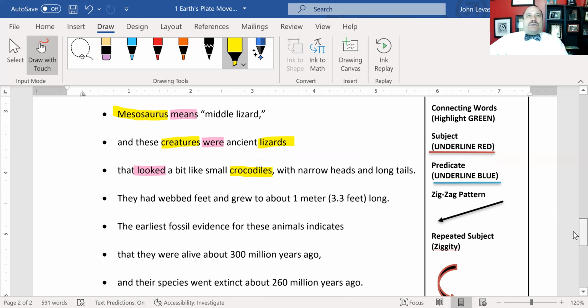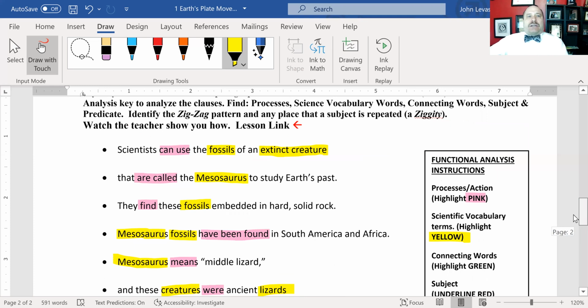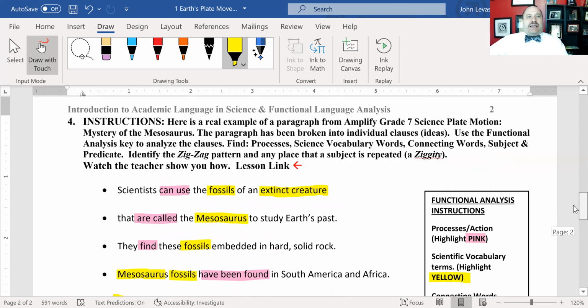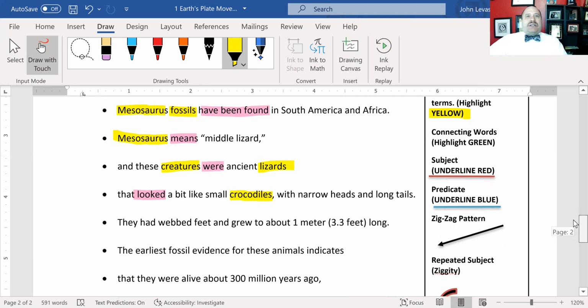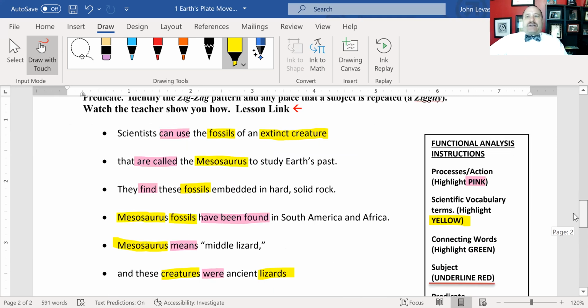Okay, so essentially every line has a science content word, a vocabulary word that would relate pretty much only to science, and just about every line must have an action or a process, because these are ideas, and ideas have 2 parts. They have a subject, something to talk about, and they have a predicate, information about the subject, which almost always starts with an action in English.